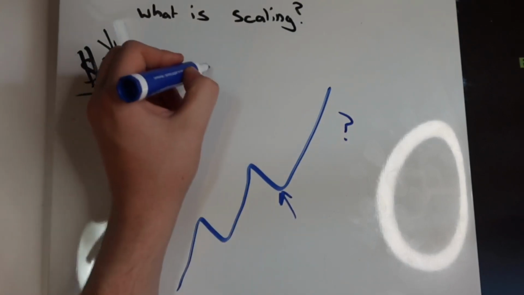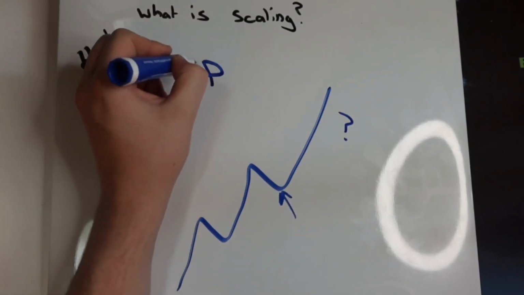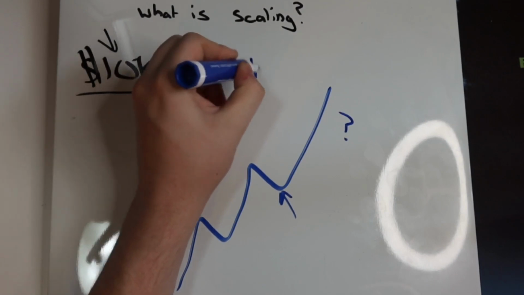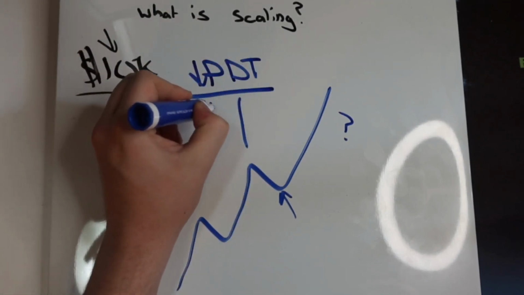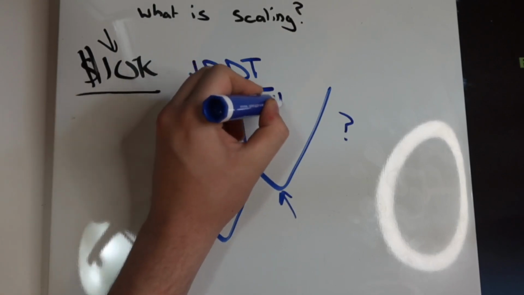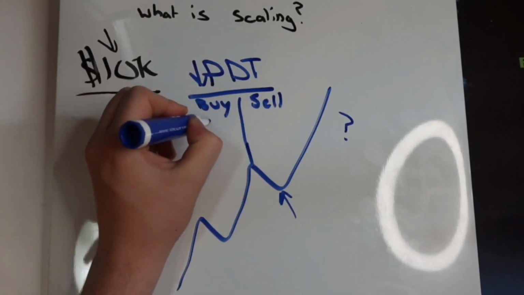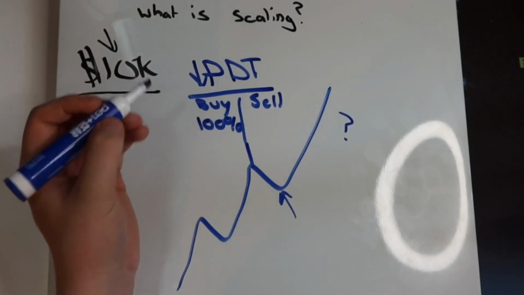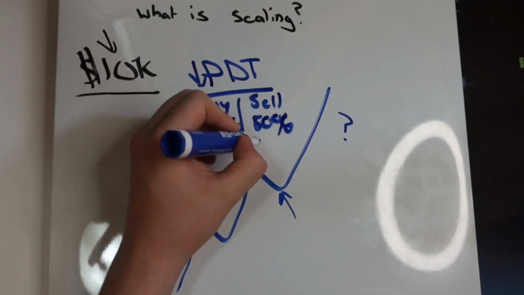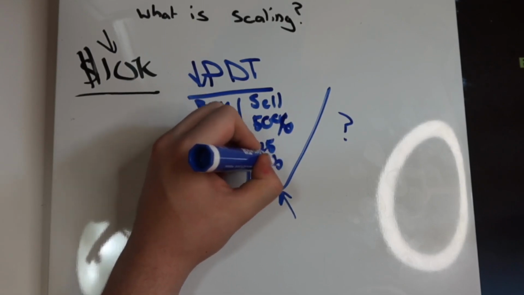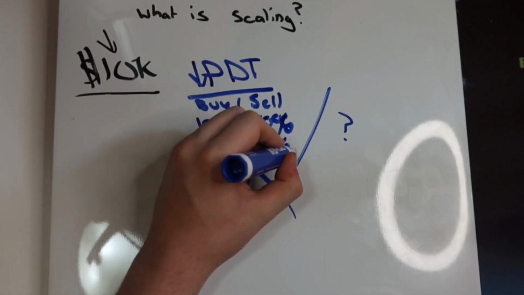To recap, if you are below PDT, buy, sell: 100% buy one time. Sell is usually 50, 25, 25 in a textbook stock.